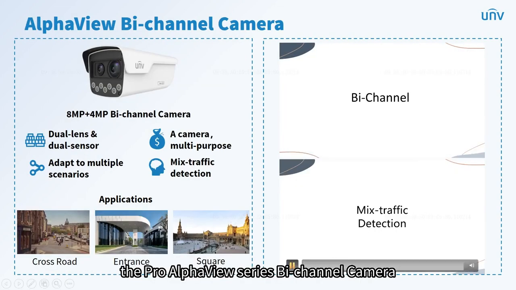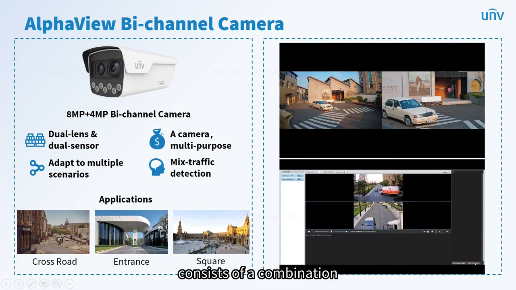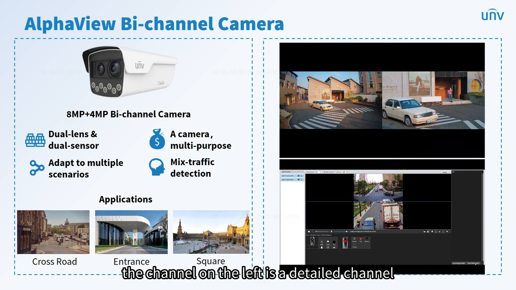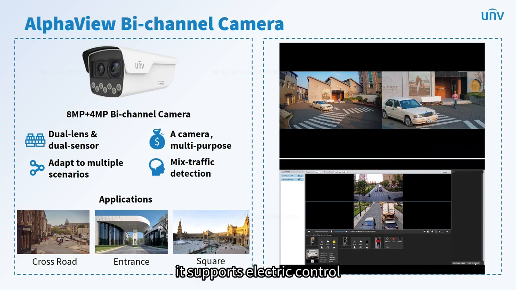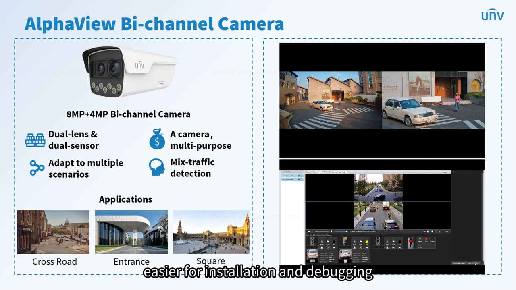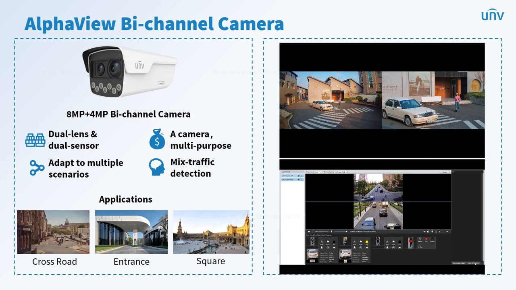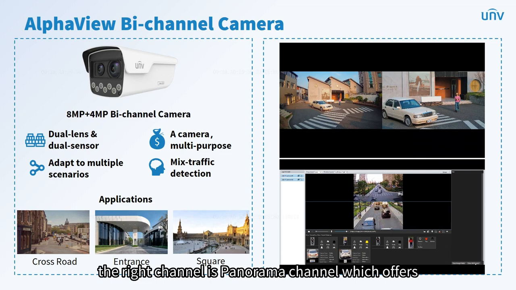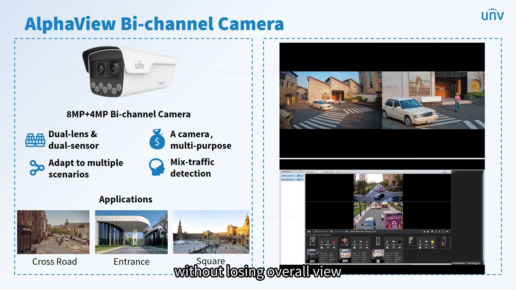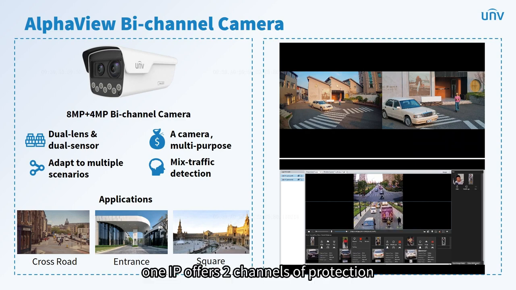The Pro AlphaView series bi-channel camera consists of a combination of an 8-megapixel lens and a 4-megapixel lens. The channel on the left is a detail channel. It supports electric control of the tilt angle and a 5x optical zoom lens, easier for installation and debugging. The right channel is the panorama channel, which offers the overall scene. The bi-channel camera combines the details and full view, making the target area stand out without losing the overall view. One IP offers two channels of protection, reducing installation and wiring cost.